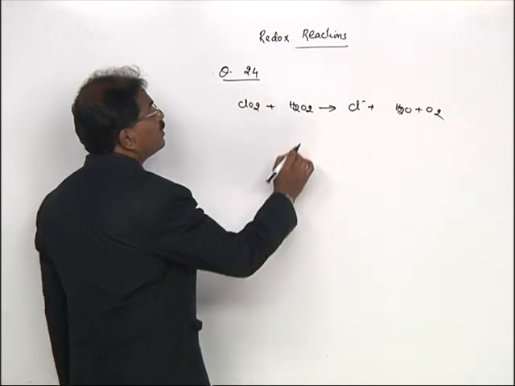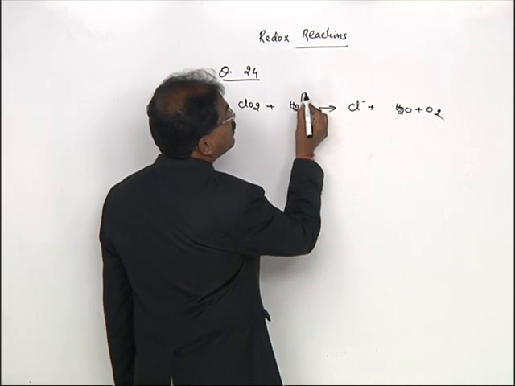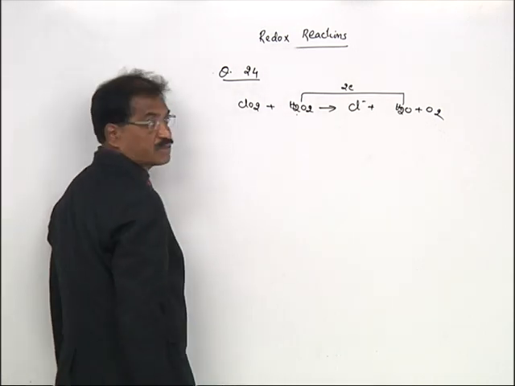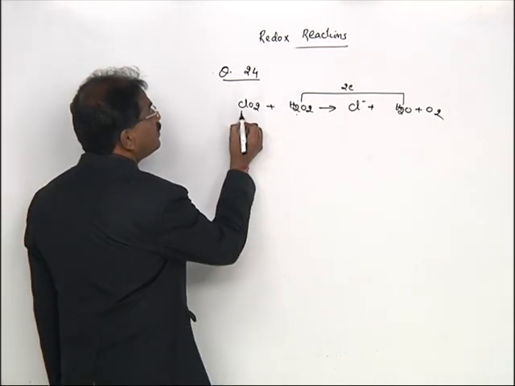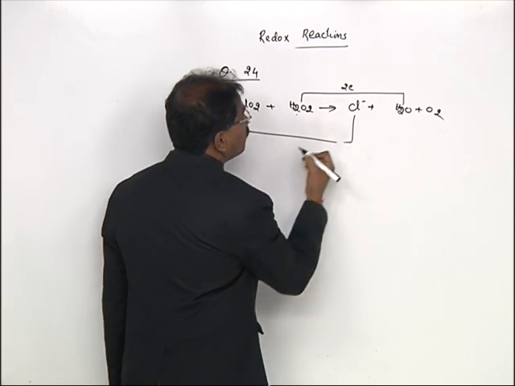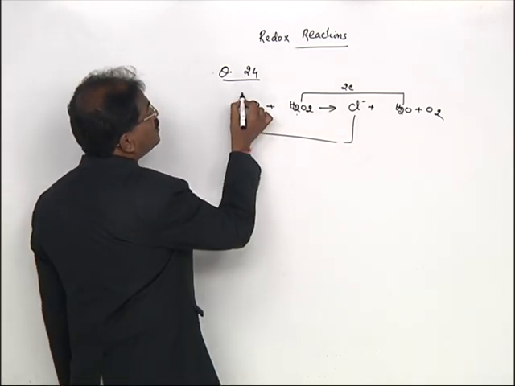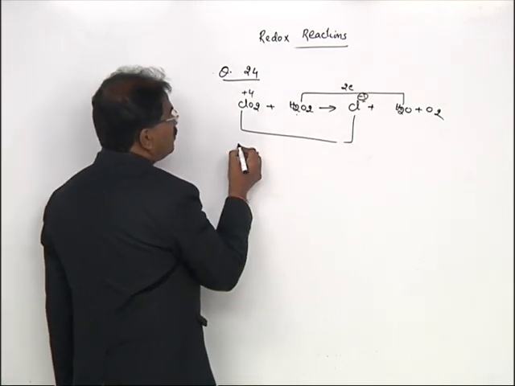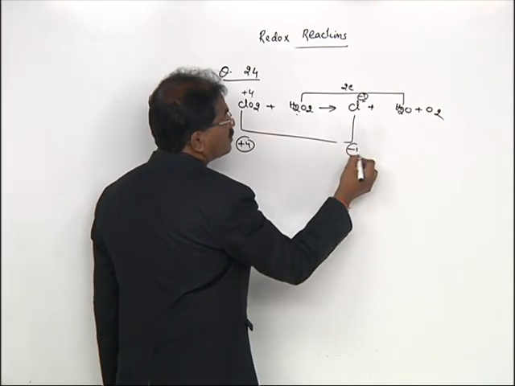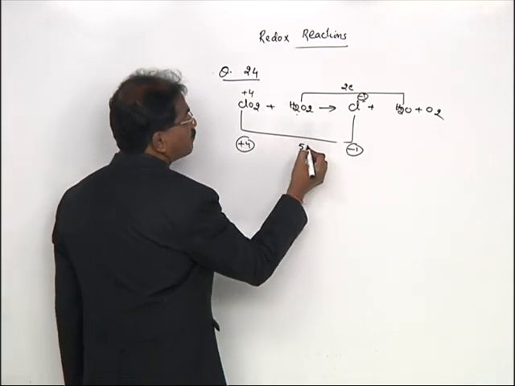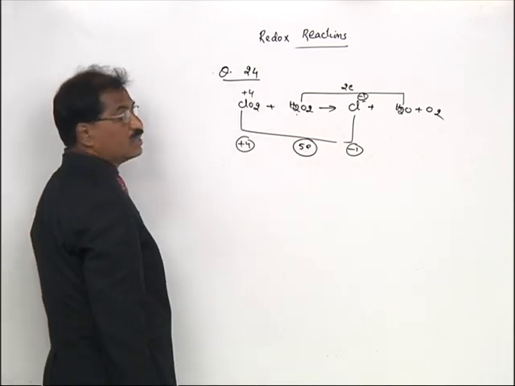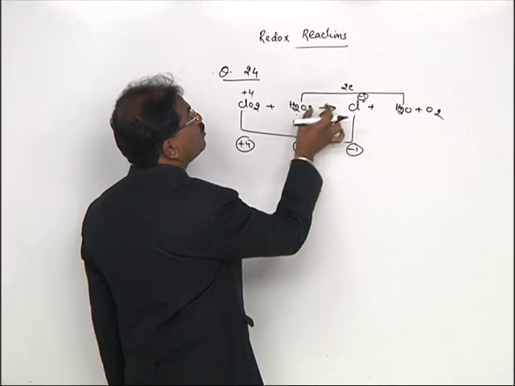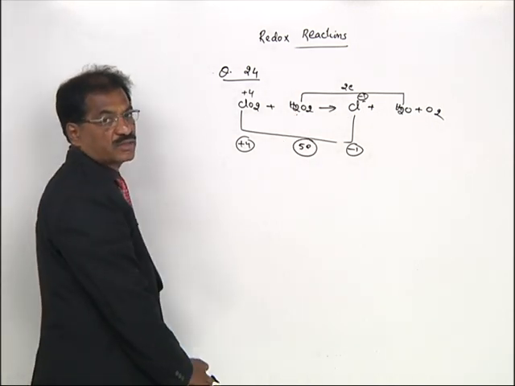So, in general, when H2O2 acts as the electron supplier, that means reducing agent, 1 mole will always supply 2 moles of electrons. Next, identify the change in the oxidation state of the chlorine. Before the reaction, the oxidation state of the chlorine is +4. Now, the oxidation state is -1. That means the change is +4 to -1. So, what is the change? 5 units. That means 1 mole of ClO2 is gaining 5 moles of electrons, whereas 1 mole of H2O2 is supplying 2 moles of electrons.